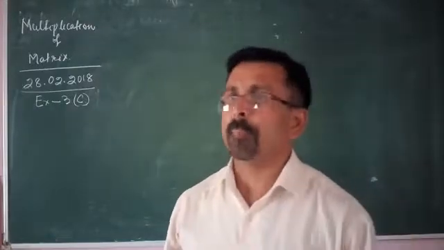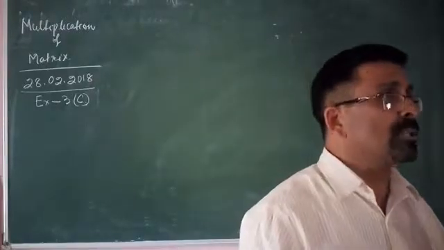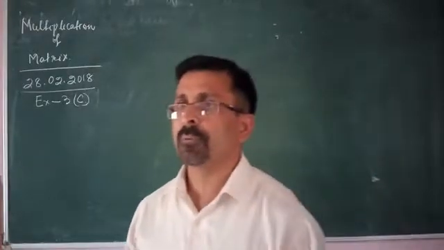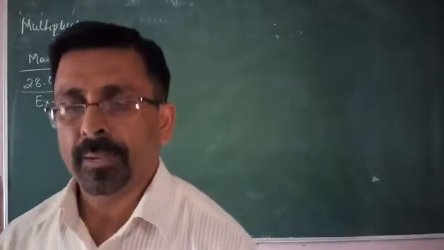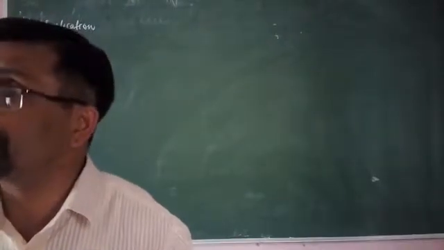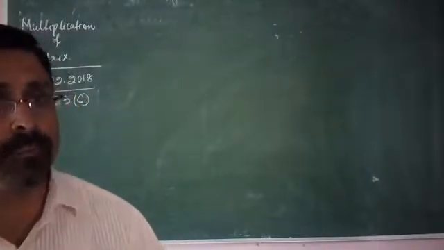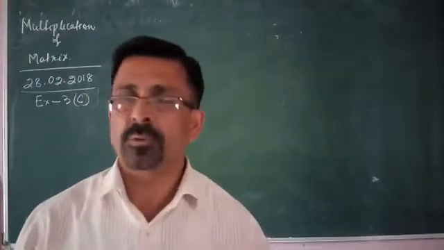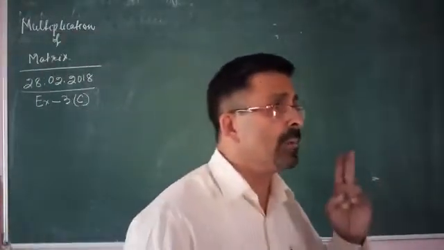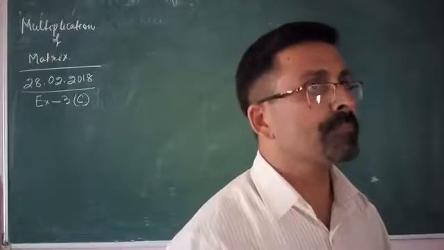What kind of matrices can be multiplied? First of all, two square matrices of same order can be multiplied. It means if I have one matrix of the order 2 by 2, then the other matrix also has to be of the order 2 by 2, and then they can be multiplied. If one matrix is of the order 3 by 3, then the other matrix also has to be of the order 3 by 3. This is one type which can be multiplied. Is it understood? Yes, sir.